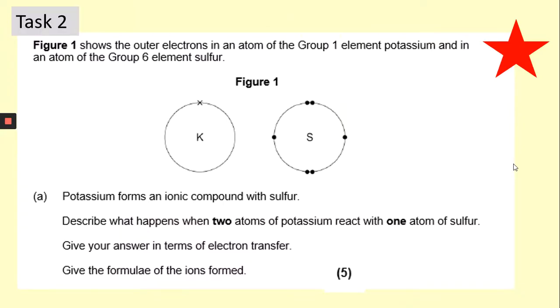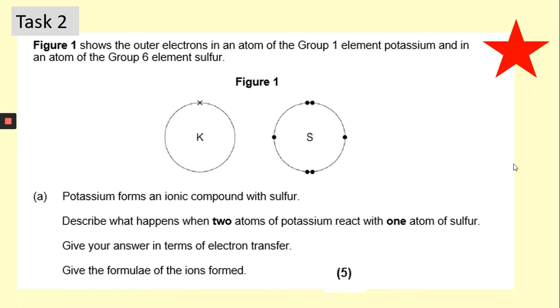So your second task is to answer this question. Figure 1 shows the outer electrons in an atom of the group 1 element, potassium, and in an atom of the group 6 element, sulfur. You can see you've got your pictures there already. You can see how many outer electrons you have. So potassium forms an ionic compound with sulfur. Describe what happens when 2 atoms of potassium react with 1 atom of sulfur. Give your answer in terms of electron transfer. Give the formulae of the ions involved.